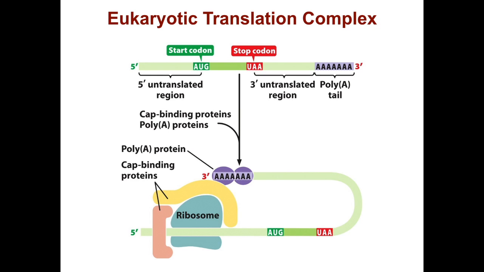The eukaryotic mRNA is a little more complicated. It has both 5' and 3' untranslated regions, as well, of course, as the coding regions with start and stop codons. It has a poly A tail. As the complex forms, proteins bind to the poly A tail, and these interact with proteins that bind to the 5' cap, which surround the ribosome, which is pictured here. This enhances the binding of the ribosome to the 5' end of the mRNA and helps facilitate translation.